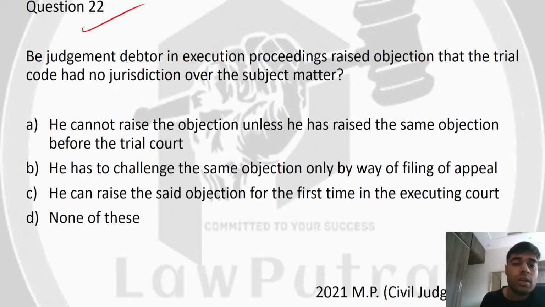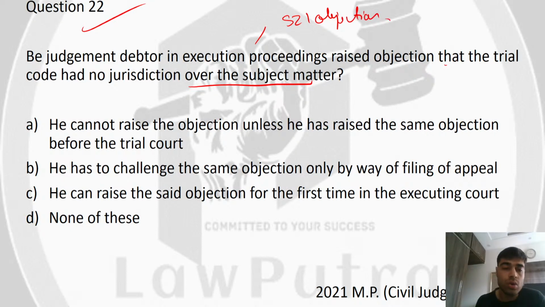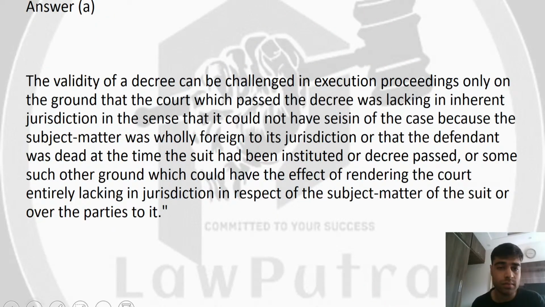Next question. The judgment debtor in execution proceeding raised objection that the trial court had no jurisdiction over the subject matter. This deals with, as I told you earlier, Section 21, objections to jurisdiction. Which of the following statements is correct? He cannot raise the objection unless he has raised the same objection before the trial court. He has to challenge the same objection only by way of filing of appeal. He can raise the said objection for the first time in the executing court. None of these. So the answer is basically A.